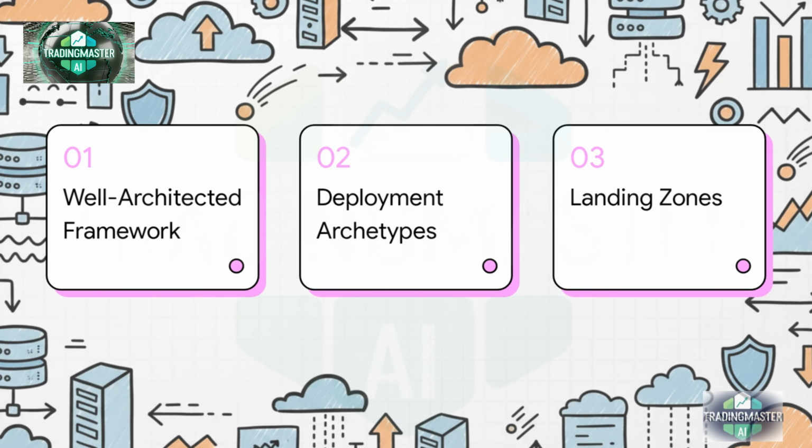So here's how we're going to break it down. We're going to walk through three absolutely critical stages. First, we'll talk about the guiding principles, the well-architected framework. Then we'll get into the strategic choices you have to make with deployment archetypes. And finally, we'll cover how you build your foundation with landing zones and blueprints. Okay, let's dive in with our guiding principles.